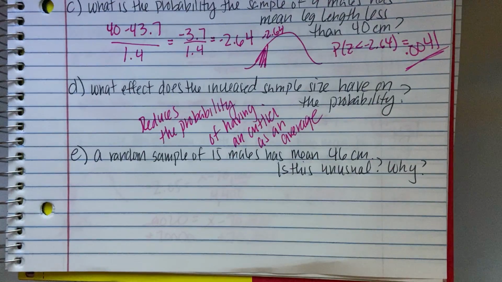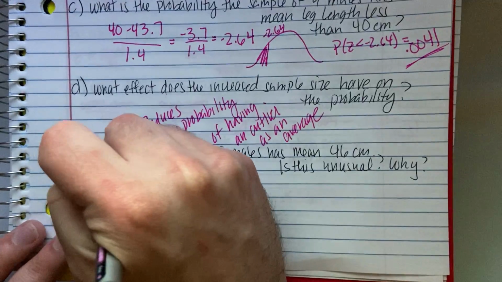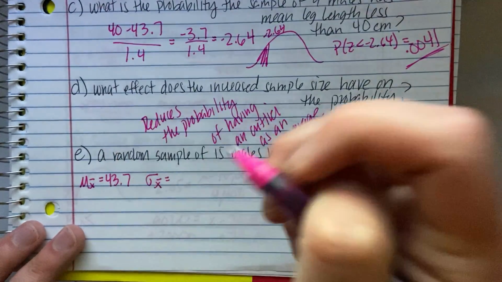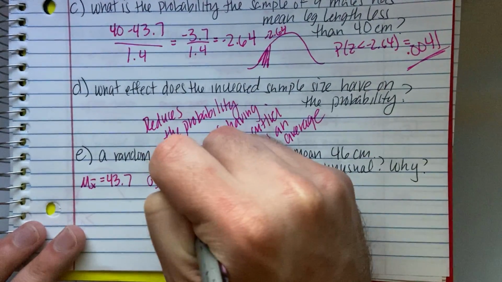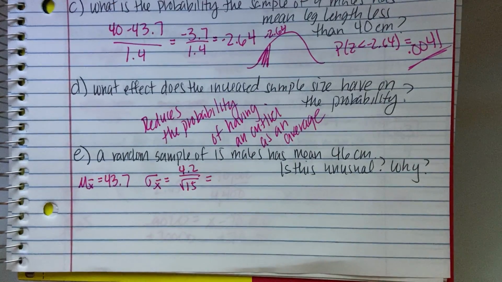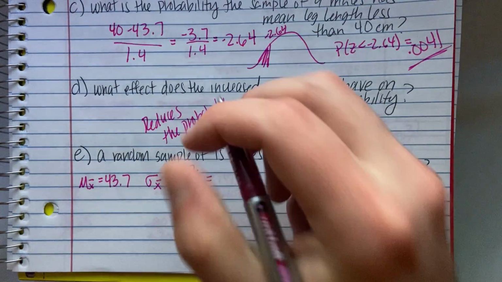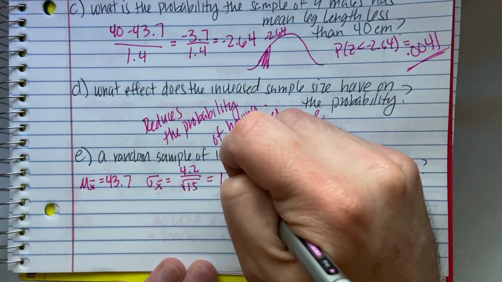So we still have the average of 43.7, but my standard deviation now, instead of dividing by the square root of 9, we now have to divide by the square root of 15, and I would just put that in the calculator because it's not a perfect square. 4.2 divided by the square root of 15 is 1.08. I'm going to carry this a few decimal places. We'll go 4.